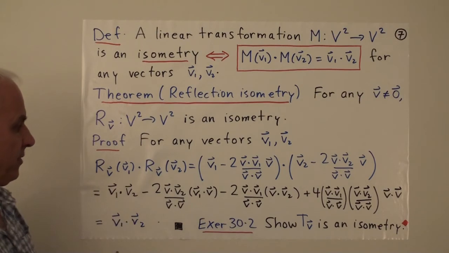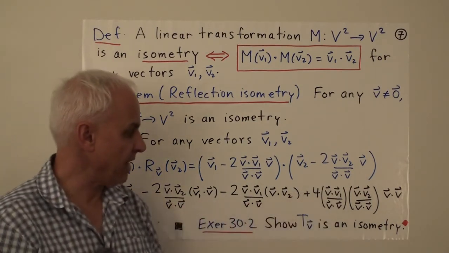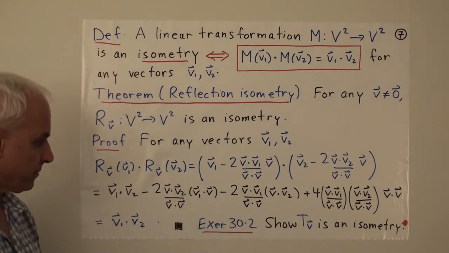Okay, what happens to all of this? I claim it's just v1 dot v2. That it's really just amounting to this first thing. That these three things cancel. Let's see why that is.